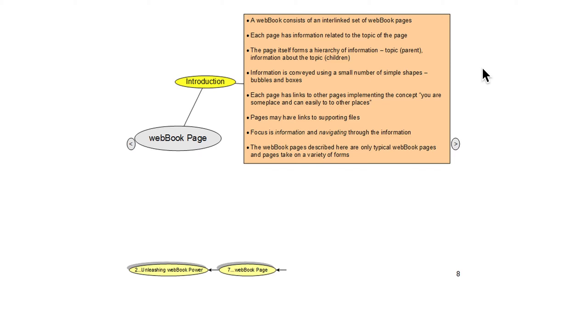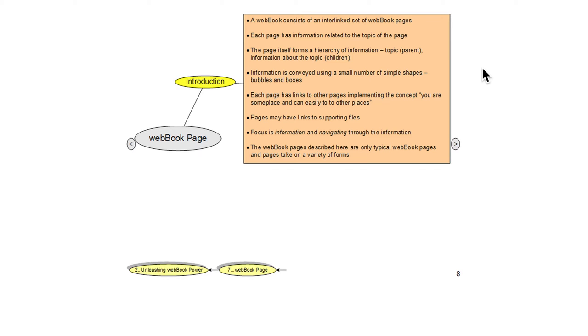The page itself forms a hierarchy of information, so that there's a topic and information about the topic. Those are children. The information in web books is not complicated. They're a small number of simple shapes. We have bubbles and boxes. Each page links to other pages, so you're always someplace and you can get other places.